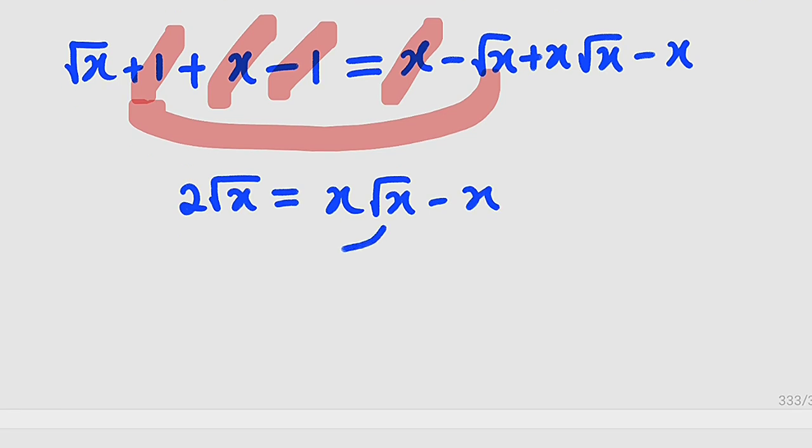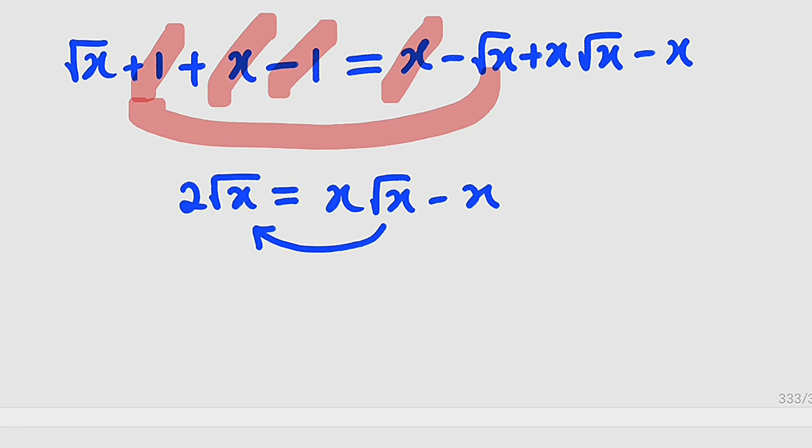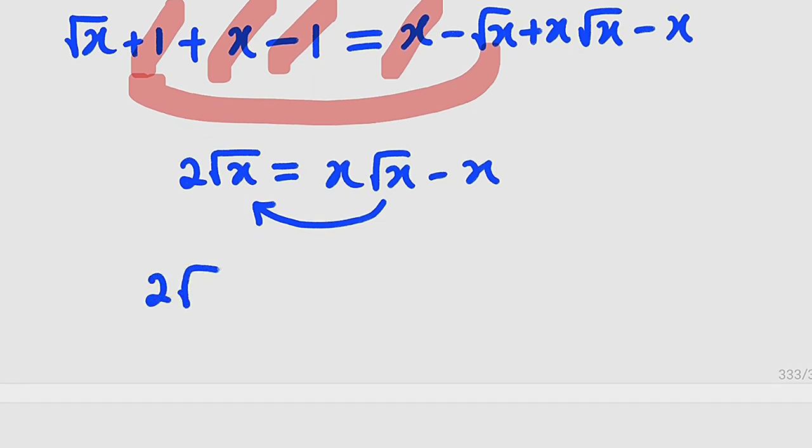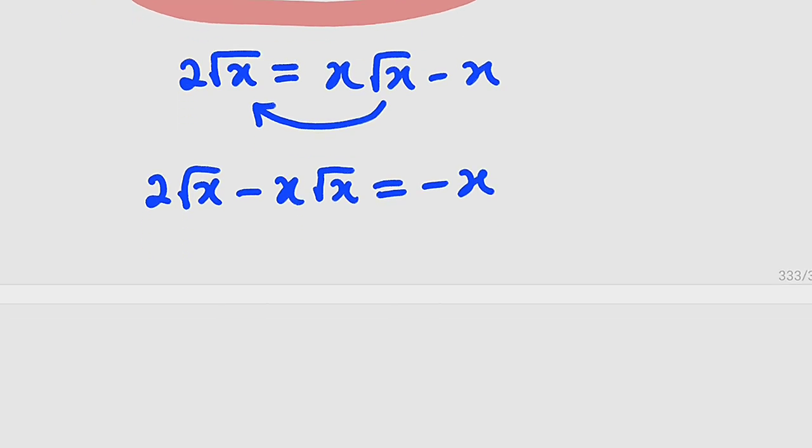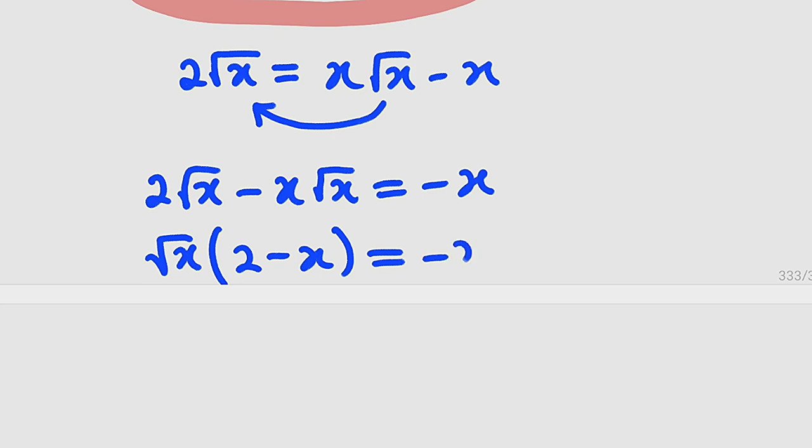And I would like to bring this term to the left hand side. So we have 2 square root of x minus x square root of x. And this is equal to negative x. Because I have square root of x in common, I can factor it out. Square root of x. Inside we have 2 minus x. And this is equal to negative x. So from here we can square both sides. We square the left hand side. We also square the right hand side.